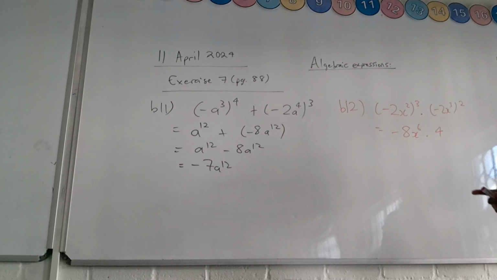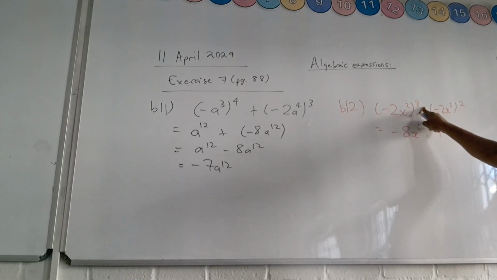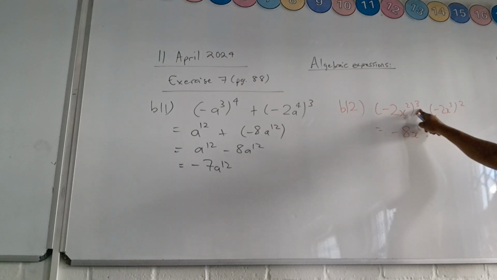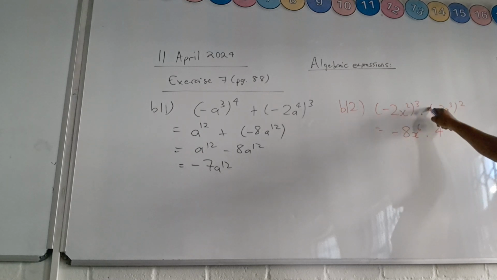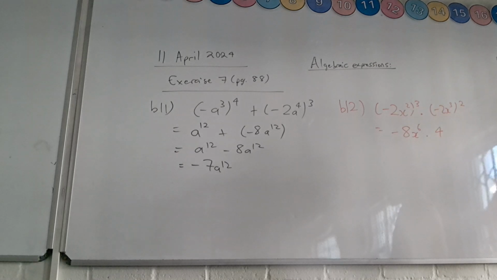Focus, please. A negative number raised to an odd exponent becomes negative. Negative 2 to the power of 3 is what? Negative 8. Then x squared raised to the power of 3. When you raise a power by another one, you must multiply. So x to the power of 2 times 3, x to the power of 6.